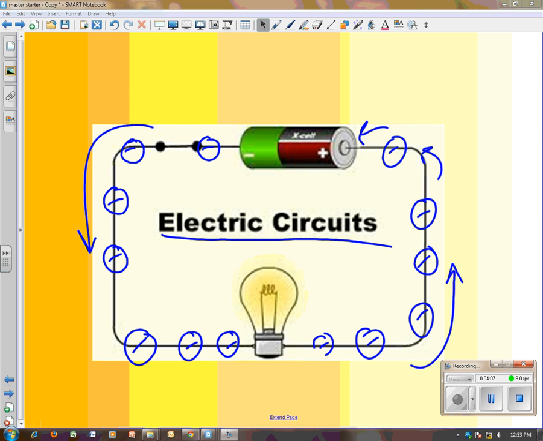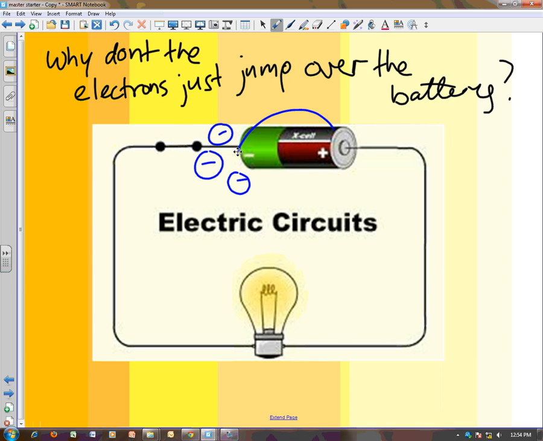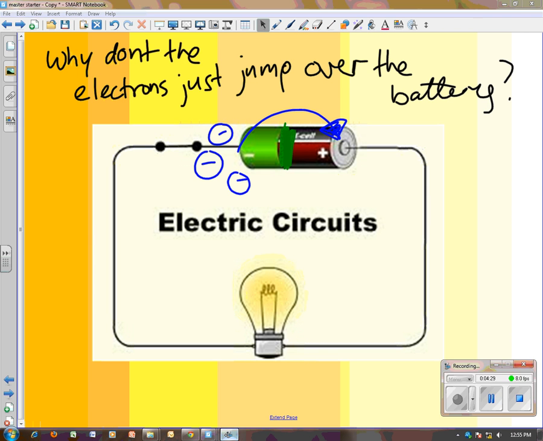Now, the very clever ones among you might be asking this. Why don't the electrons just jump over the battery? Why don't they just go from here to there? It's a great question, but there's a very good reason. In the middle of the battery, guys, right here in the middle of the battery, there is something that we call an electrolyte, and it will stop the electrons from going over. It will not conduct the electrons, okay? It splits off the electrons from the protons, so the electrons have got to go the long way. They can't just jump over.